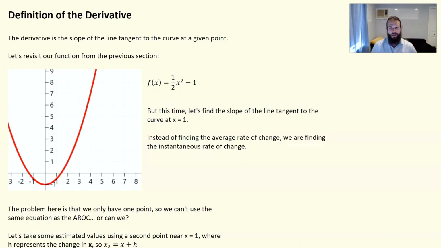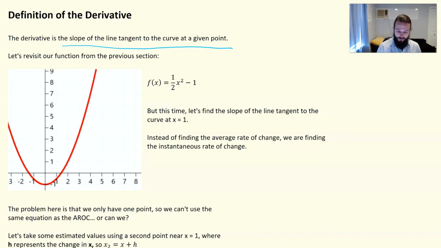Let's talk about the definition of the derivative, which is a very, very important point for a very large portion of this course, because the derivative is a fundamental concept of calculus. So the derivative is defined as the slope of the line tangent to the curve at a given point. Not going through 2 points, but rather tangent to the curve.